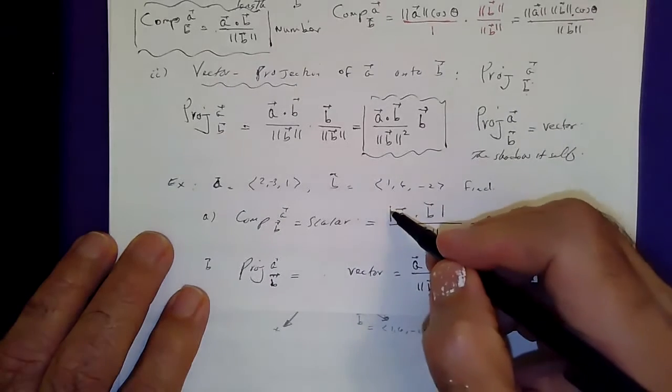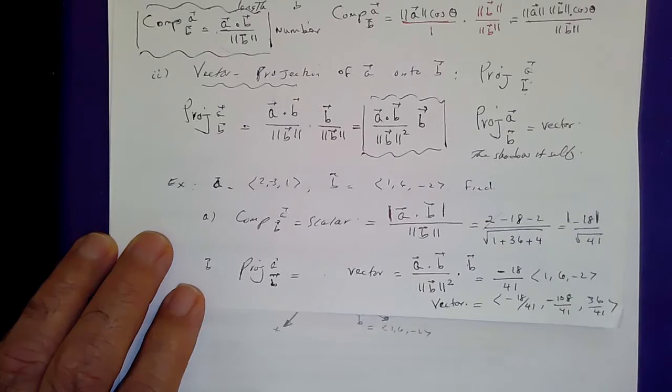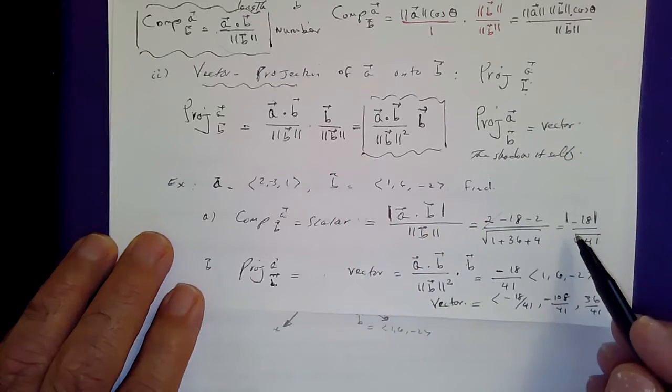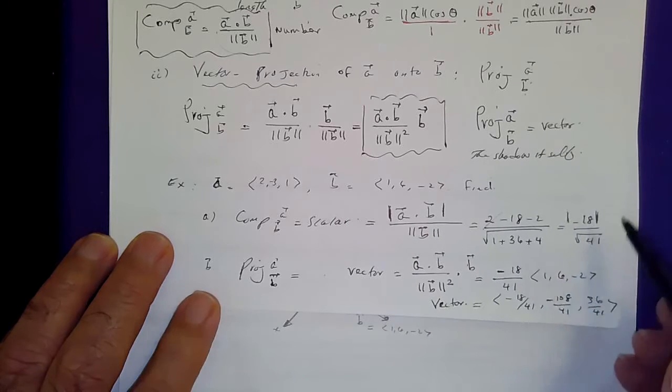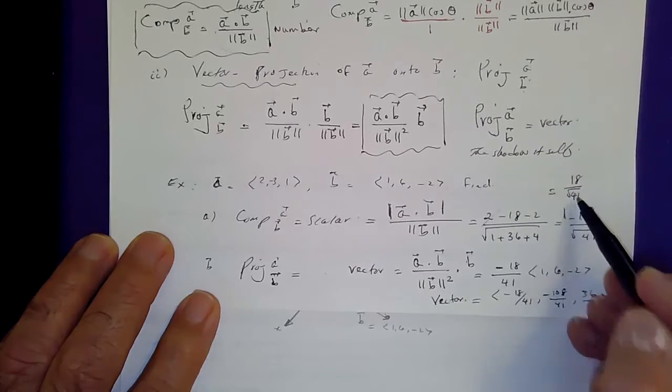So what we need in order to make sense out of the length, because length cannot be negative, is absolute values. So in that example, I forgot the absolute value. So this should read what? 18 over square root of 41.